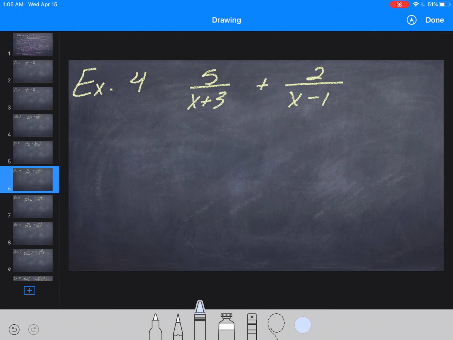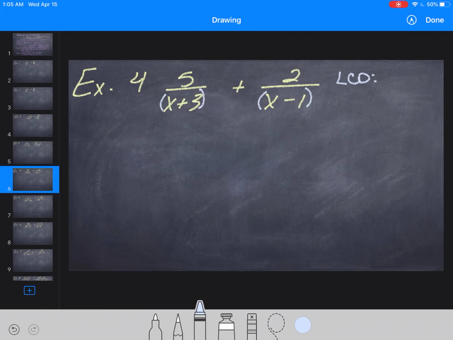The first thing I do is I look to see if I can factor my denominators. X plus 3 is already a linear factor, so I'm going to leave it alone. X minus 1 is already a linear factor, so I'm going to leave it alone. I'm going to write my least common denominator. My least common denominator must contain all the factors of my denominator. In my first fraction, I have a denominator of x plus 3. So my least common denominator must contain x plus 3. Notice I have it written in parentheses.